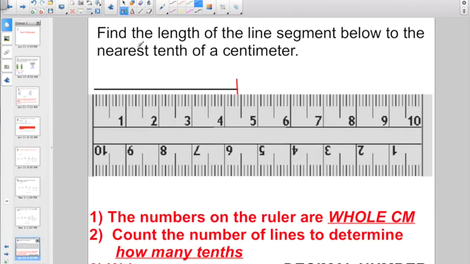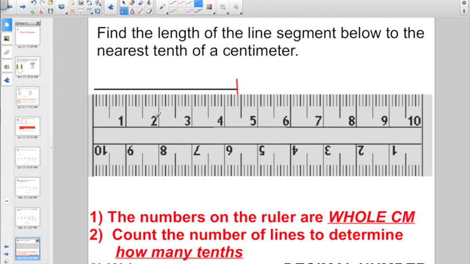Check out this guy. Find the length of the line segment below to the nearest tenth of a centimeter. The first thing I want to say about this is it's not a rounding problem. Some people see this word nearest and they want to round. Nope. What you have here, the numbers on the ruler are whole centimeters. And then you count the number of lines to determine how many tenths of a centimeter. Because if you notice, they're cut into 10 little pieces.